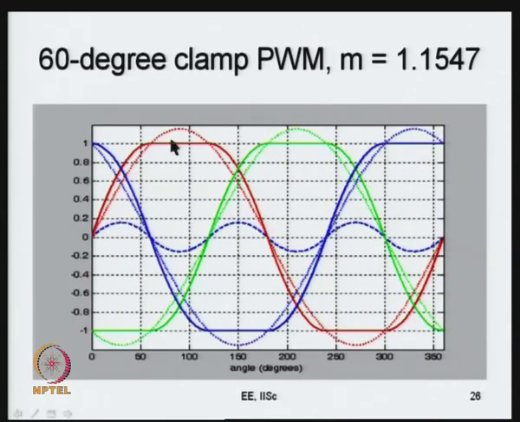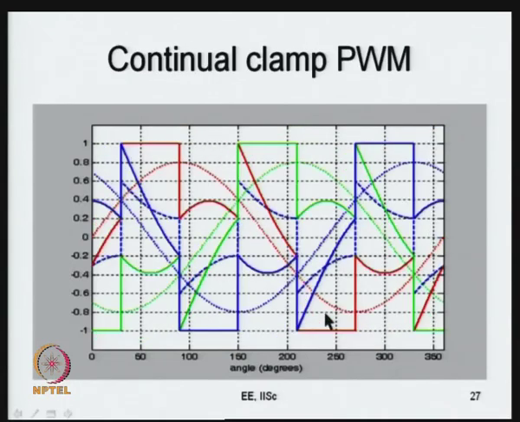Now, with the same 60-degree clamping, you can go all the way up to 2 by root 3. Instead of 1, I am going up to 2 by root 3, the fundamental amplitude. And now, you see that my common mode signal looks different. If I add this common mode signal, this is the kind of modulating signal I get. Without going into over modulation or pulse dropping, I can get this 15% higher voltage here also. And besides that, there is a reduction in the switching loss. That is something that I am able to achieve now.